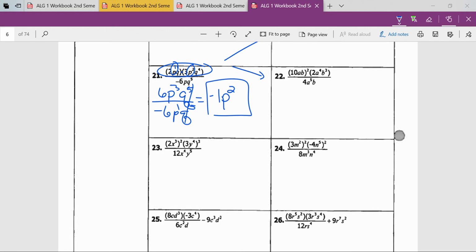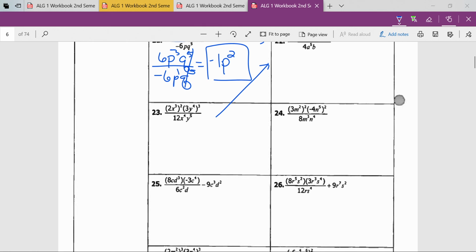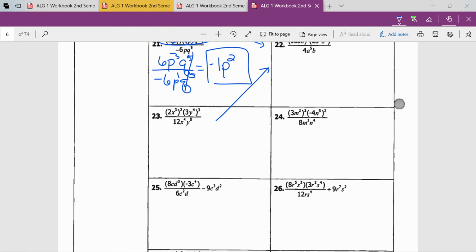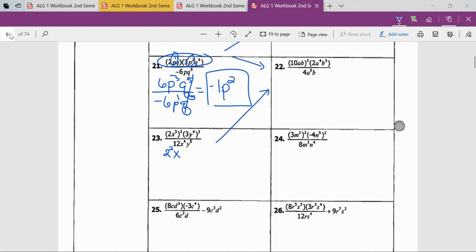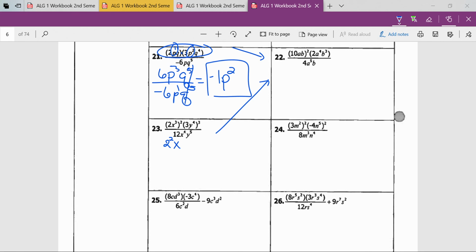Actually, number 21 is more like number 20. This one's more like number 22. But we have exponents outside, so we have to take care of those first. So that's going to be 2 to the 2nd power and x to the question? So it's because you can't divide 4 by 5. Right, just leave it as a fraction. Very good question.